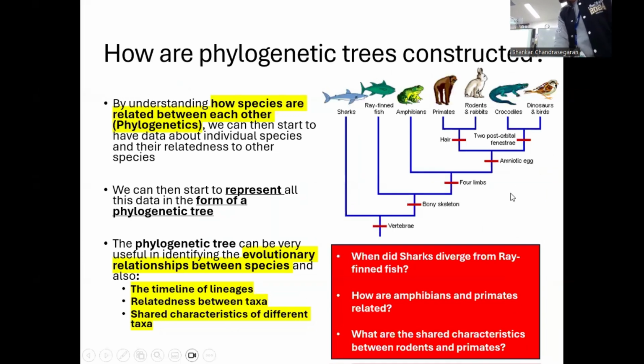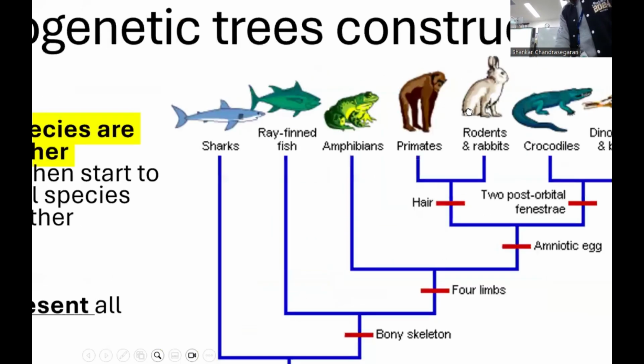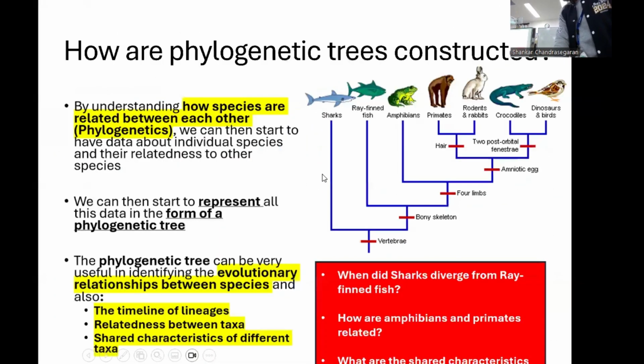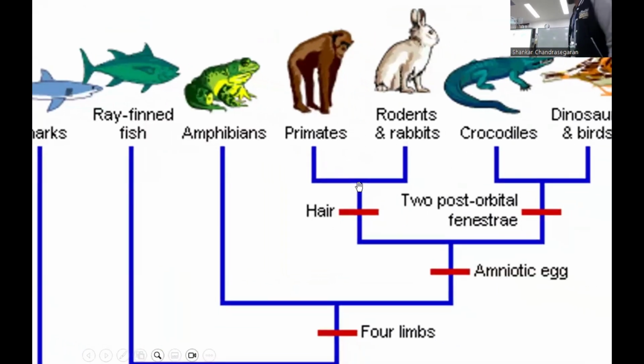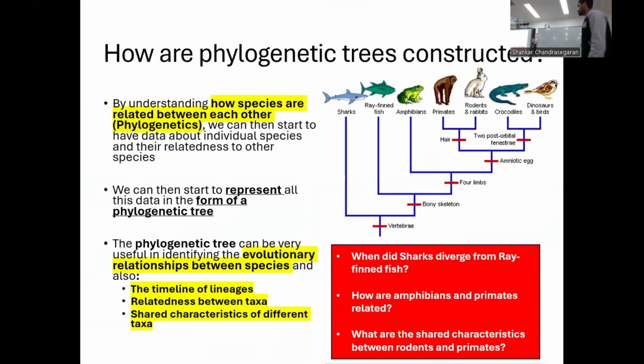And lastly, what are the shared characteristics between rodents and primates? So essentially, when we're looking at a phylogenetic tree, we can even relate it back to the homologous traits and structures that they have. If I ask you what is a homologous trait between primates and rodents and rabbits, what do you think it would be? Hair. Basically, fur. They both have fur. That is a homologous structure or a trait that is shared between these two. So this is where homologous structures come into play. You are basically able to find out how related different species are by relating it back to the homologous structures that they share, right?